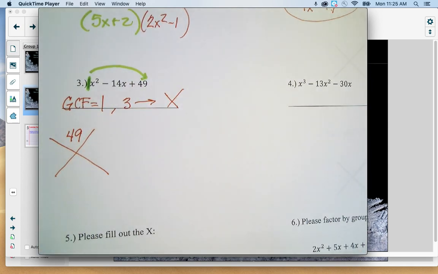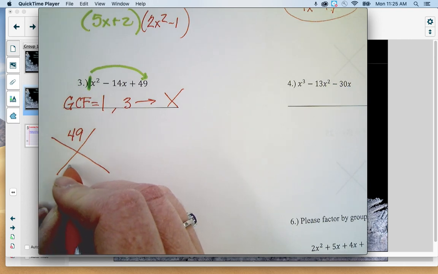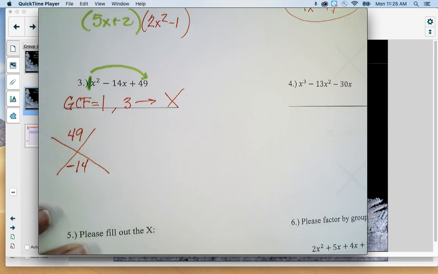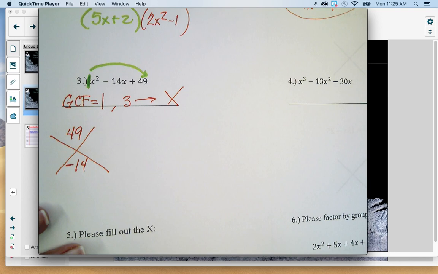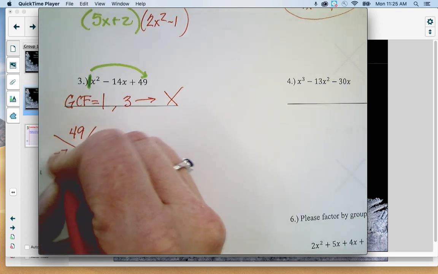1 times 49. Make sure you have that arc in there. 1 times 49. What goes on the bottom? Negative 14. Grim, did you find what 2 numbers multiply to give you 49 and add to give you negative 14? Good. Negative 7, negative 7.